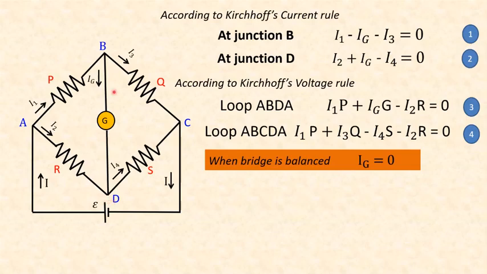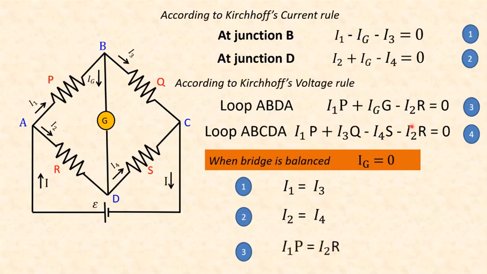That means the potential at B will be equal to the potential at D, and so the current flowing through the galvanometer, Ig, will be 0. So the first equation becomes I1 minus I3 is equal to 0, or I1 is equal to I3. The second equation becomes I2 minus I4 is equal to 0, or I2 is equal to I4. And the third equation becomes I1P minus I2R is equal to 0, or I1P is equal to I2R.